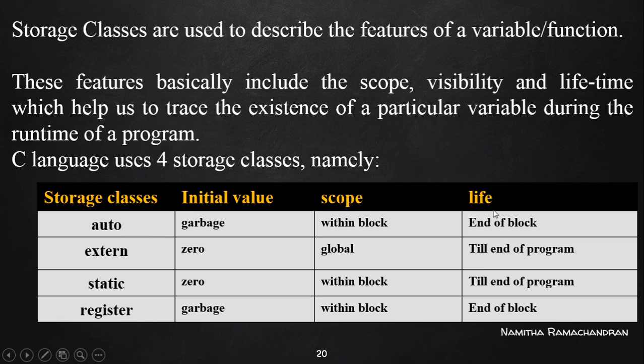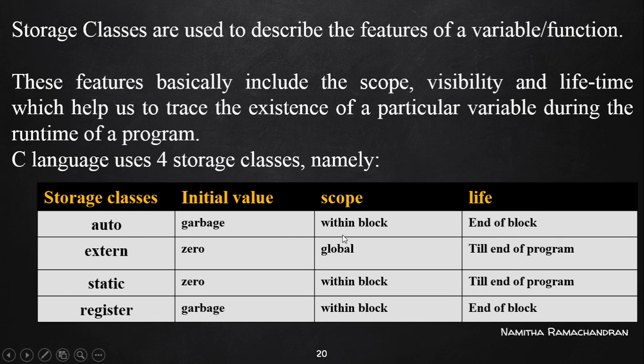And about the lifetime of these types of variables. For auto type variables, the lifetime exists inside the block or inside the function body in which the particular variable declaration is present. And for extern and static, the lifetime of that particular variable exists throughout the program. That means at the end of the program, its life ends.